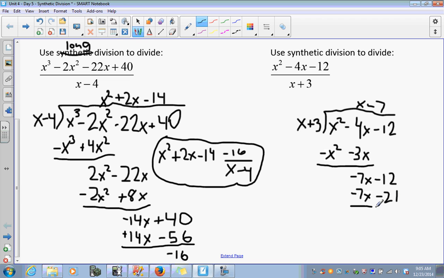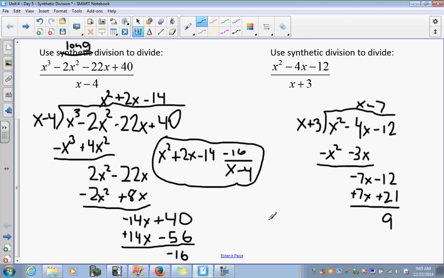Draw our line. Now we need to switch our signs to carry out the subtraction. So this negative becomes a positive, this negative becomes a positive. Negative 7x plus 7x cancels each other out. Negative 12 plus 21 is a positive 9. So positive 9 is our remainder. So our answer is x minus 7 plus 9.